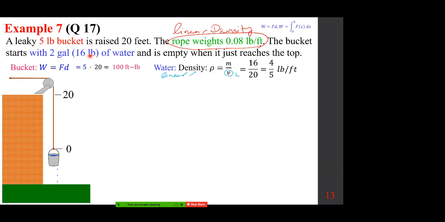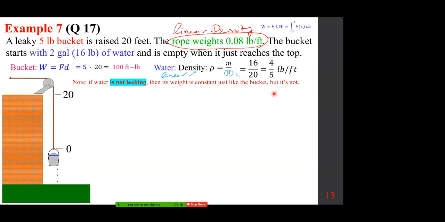It's important to know if water is not leaking, and it is. If the water is not leaking, the weight is constant, and we do exactly like what we did with the bucket. We repeat the same thing with the bucket, and that's simple, okay? But because it's leaking, you can't take it to be constant.